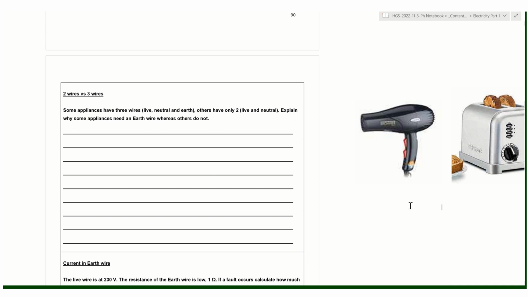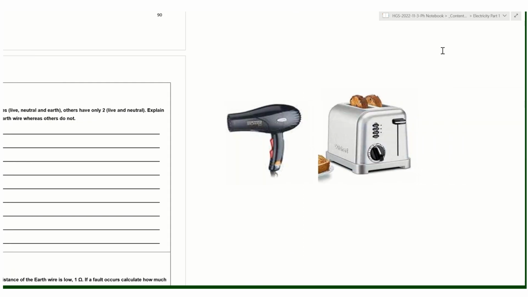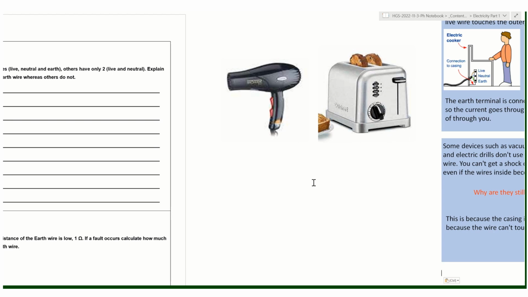Okay. And once you've looked at that, you can go back later, look on the OneNote and check your answers, which I'll put to the side.